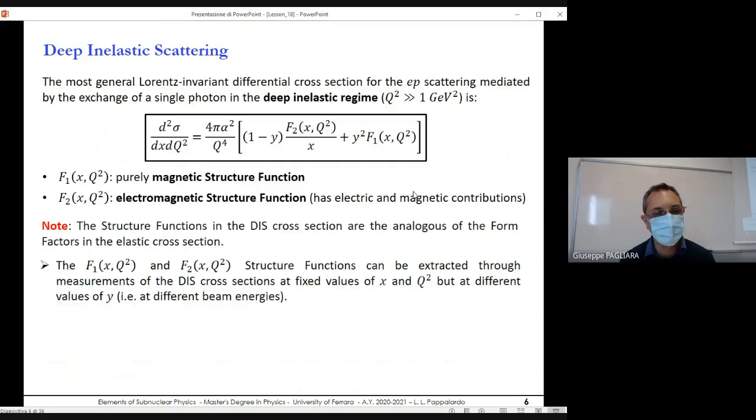As you can already imagine, the structure functions in deep inelastic scattering essentially play the same role played by the form factors in elastic processes. Essentially, they embed all the information about the internal structure of the proton. All the rest is just pure QED. The physics, the dynamics inside the proton is encoded in these two objects, F1 and F2. And how can we measure them? These two structure functions can be measured through the measurement of the DIS cross-section at fixed values of x and Q squared, but at different values of the beam energy, much like the similar procedure used for measuring the form factors in elastic scattering, as we have seen yesterday.